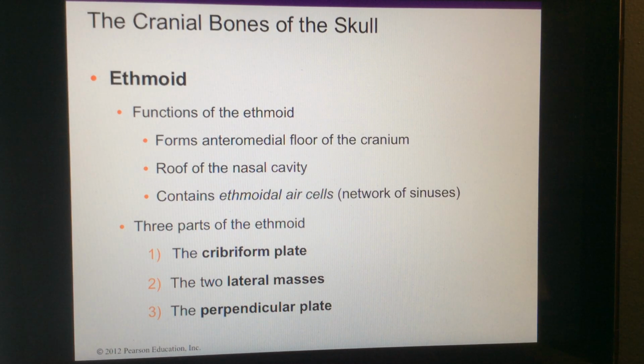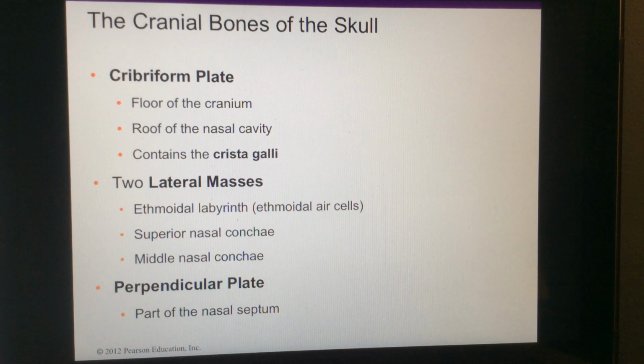But again, imagine the ethmoid as a capital letter T. So your vertical hand is your perpendicular plate. The knuckles are the crista galli, and the tips of the fingers are the two lateral masses. The cribriform plate is going to be the floor of the cranium. It's anterior, more medial, contains the crista galli, and a very large structure called the falx cerebri.